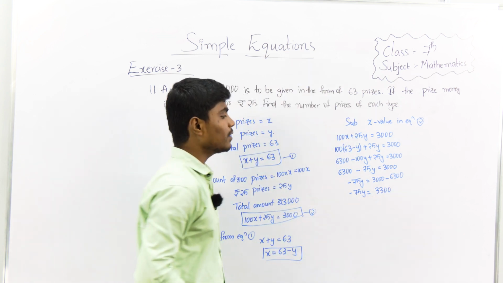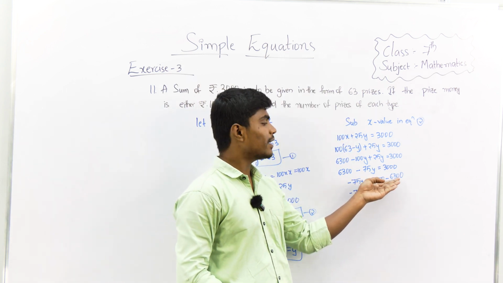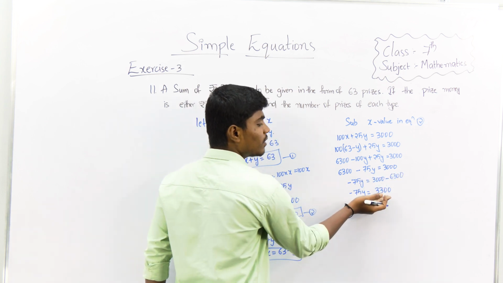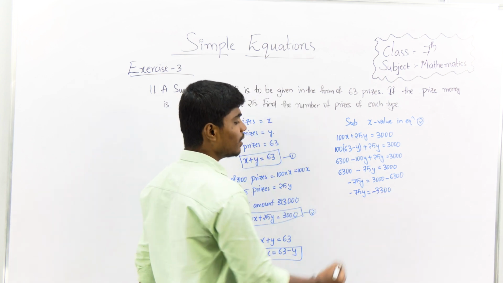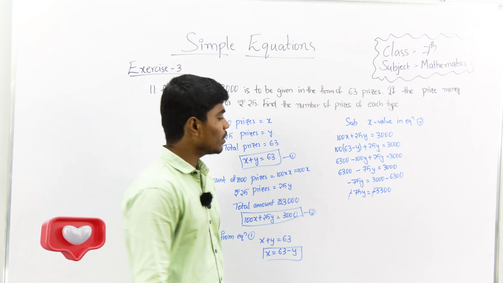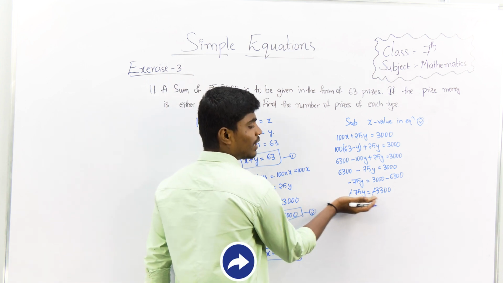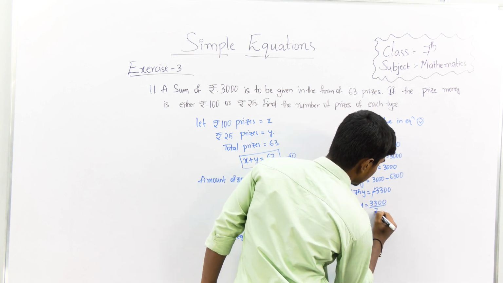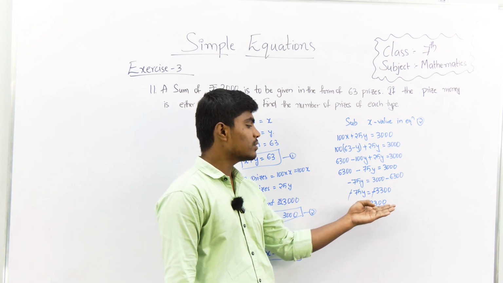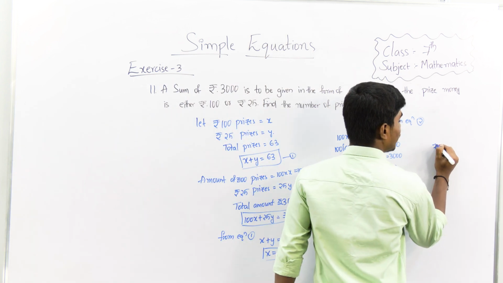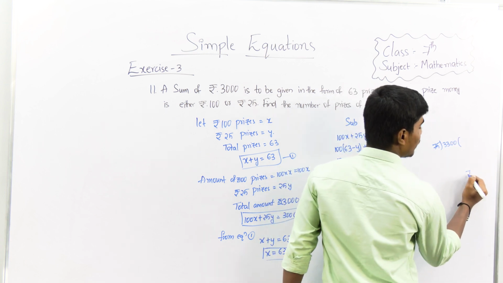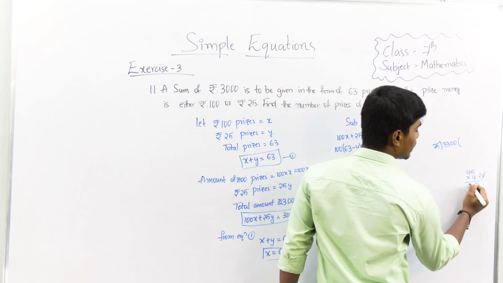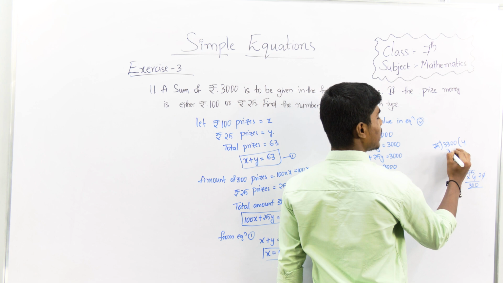3300. What sign? Here one is positive, one is negative. The greater is 6300, and the greater number has the negative sign, so here also 3300 should be negative. Here the minus signs get cancelled. So y is equal to, we move 75 to the right side, y is equal to 3300 by 75. Here we should divide 3300 by 75. See, 75 fours are 300.